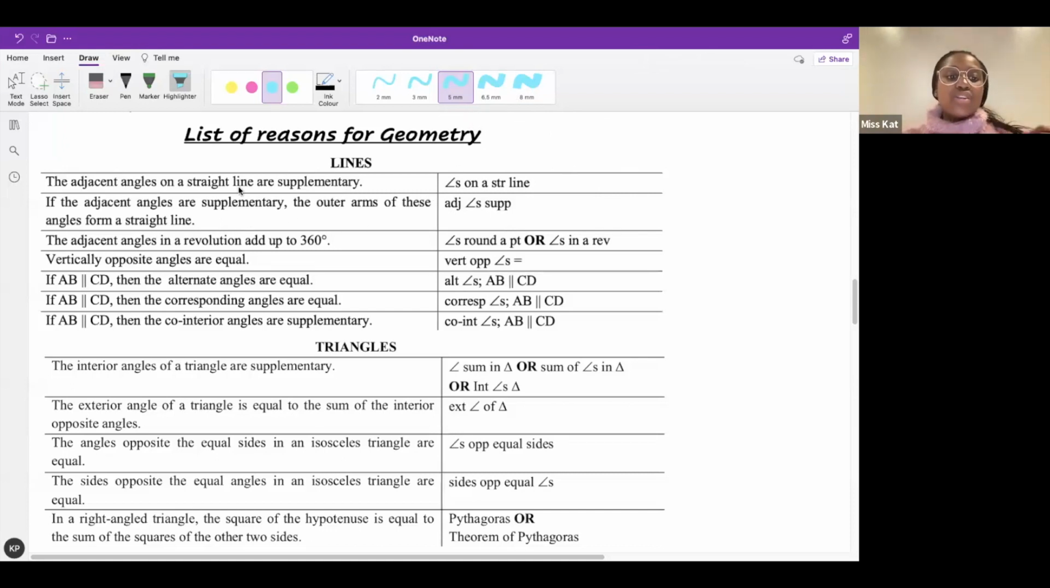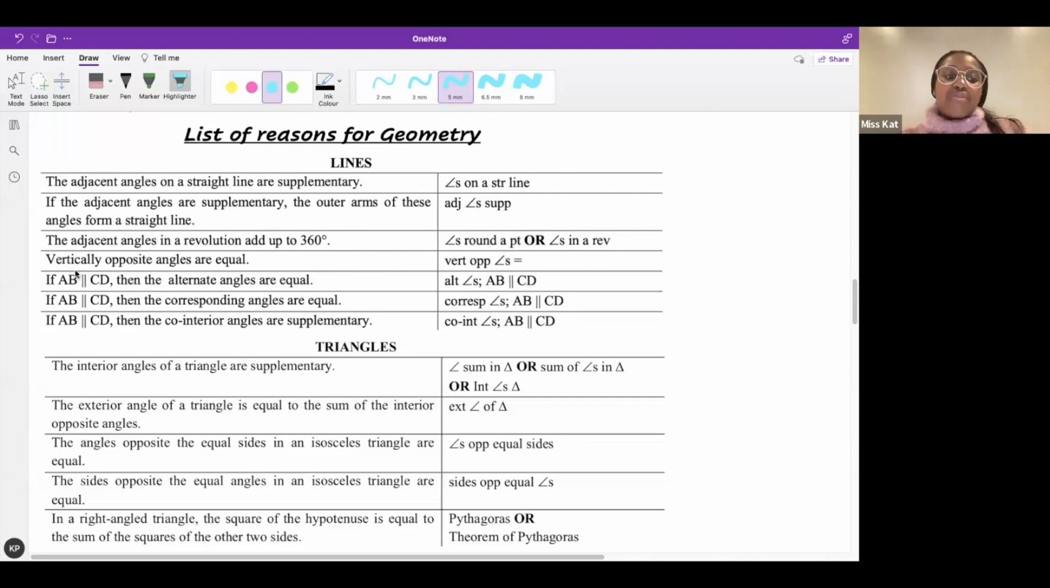So adjacent angles on a straight line are supplementary. So we know that angles that are on a straight line and next to each other add up to 180, okay? If adjacent angles are supplementary, then the outer arms form a straight line, okay? And then there's adjacent angles in a revolution add up to 360. So if you're going to use that, your reason is going to be angles around a point. So see, it gave you nice abbreviations that most teachers will understand, and you can get your marks. Okay, instead of writing sentences, you can just use this exact notation.